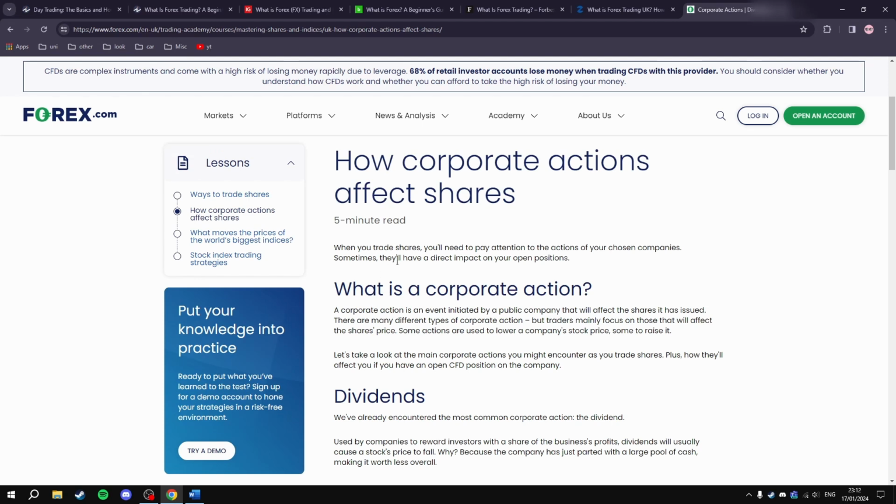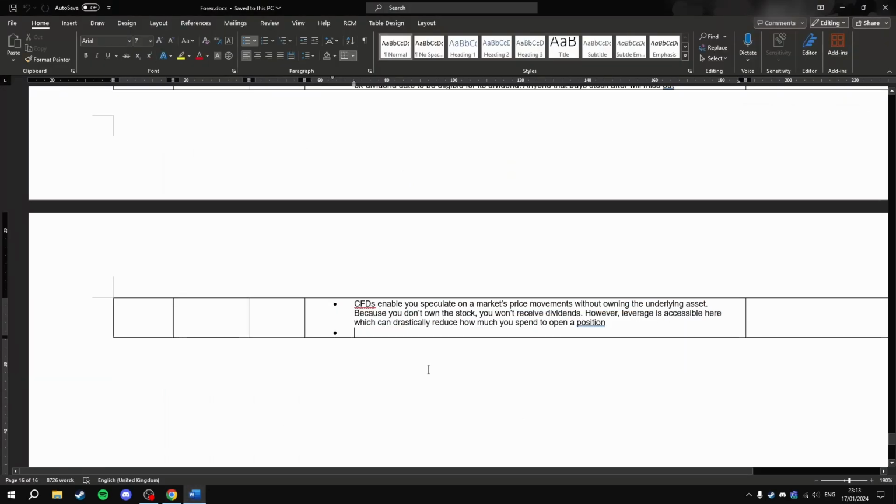When you trade shares, you'll need to pay attention to the actions of your chosen companies. Sometimes they'll have a direct impact on your open positions. So, when trading shares, attention is needed on the actions of your chosen company.